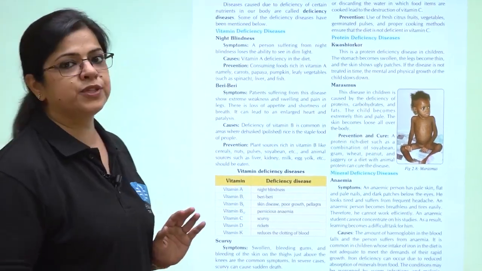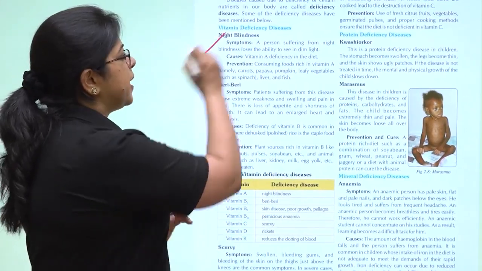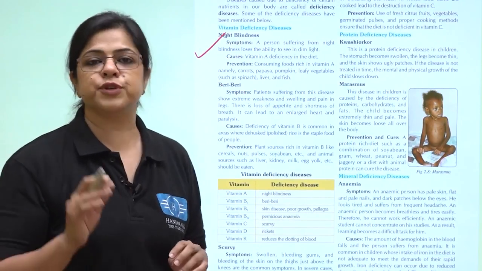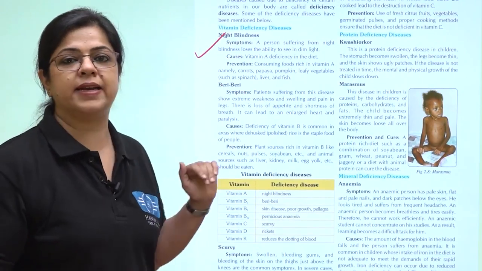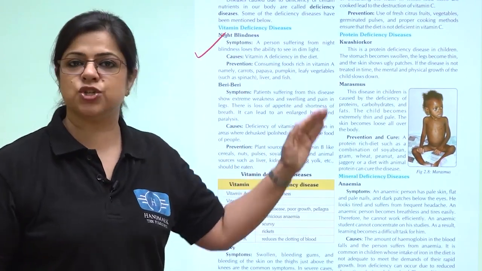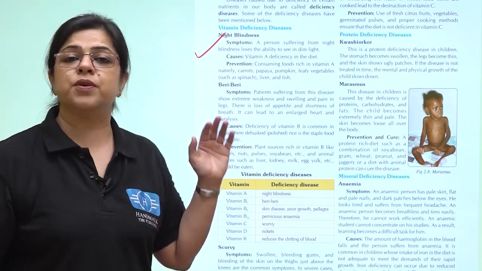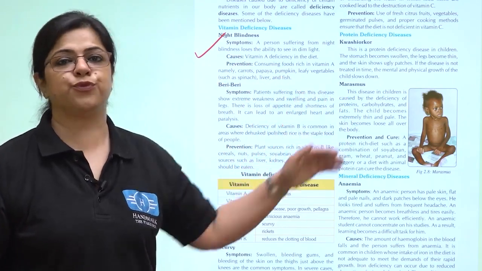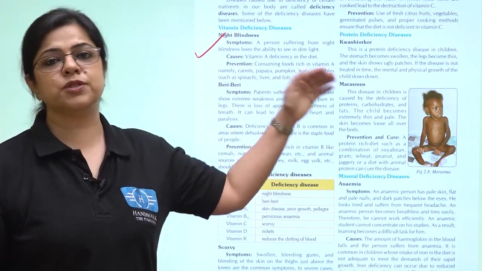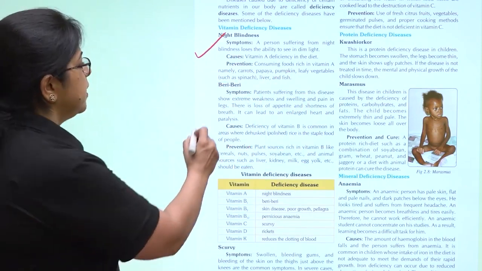Coming to vitamin deficiency diseases. Night blindness. The deficiency of vitamin A leads to night blindness. Night blindness is a condition in which a person is unable to see in dim light. The prevention is vitamin A rich fruits like carrots, mangoes, pumpkin, etc.